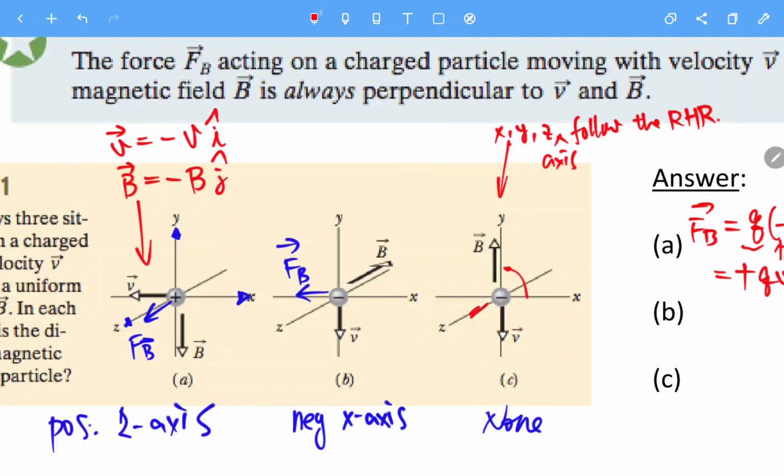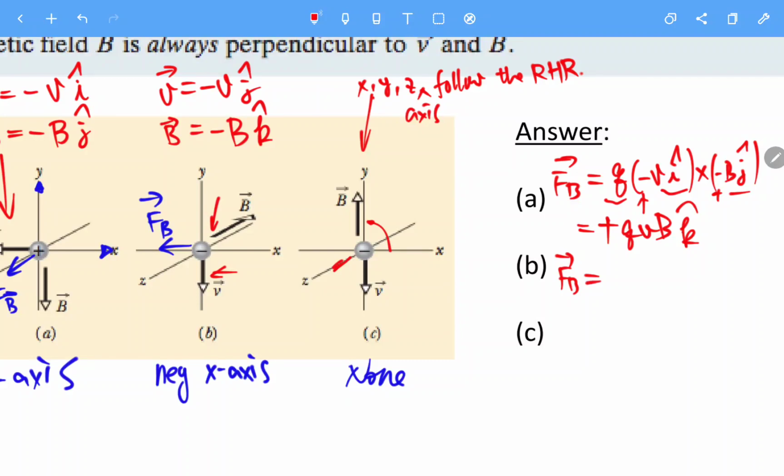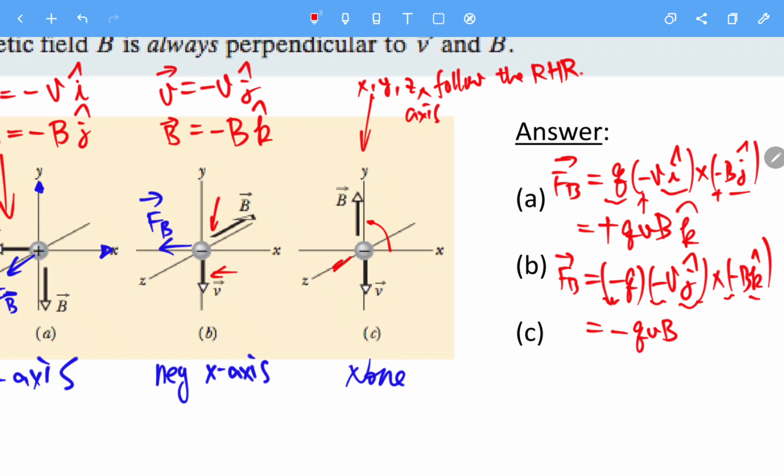For this one, v is in the negative y-axis, so v equals negative v, and the negative y-axis is negative j hat. B is in the negative z-axis, so negative B times k hat. This one is a negative charge, so F_B is negative q, times negative v j hat, cross negative B k hat. Altogether we have three minus signs, so we have negative qvB, and then j cross k, which is in order, so it should be positive i hat. In this case it points to the negative x-axis.